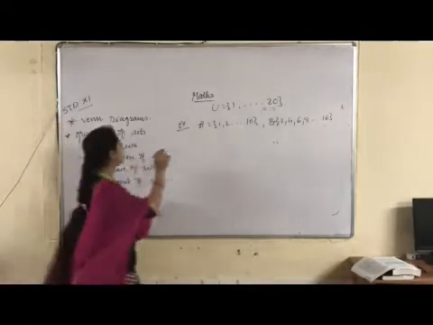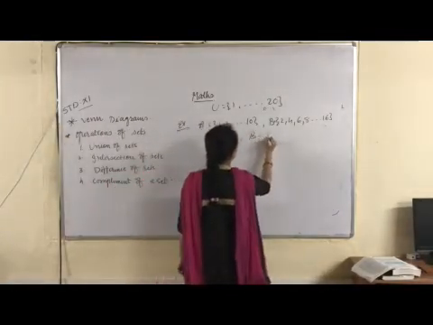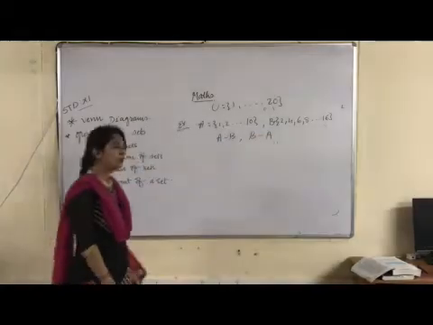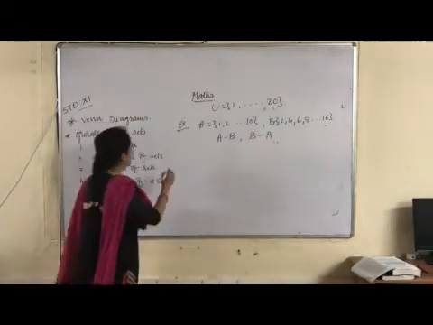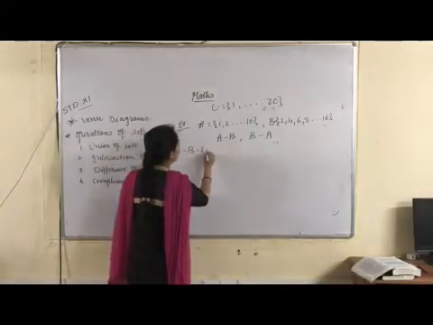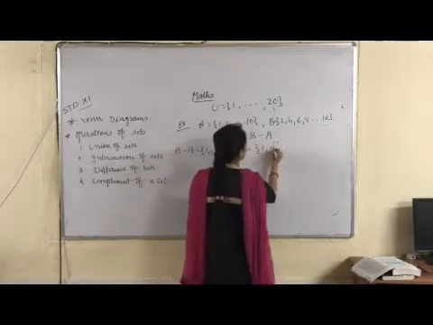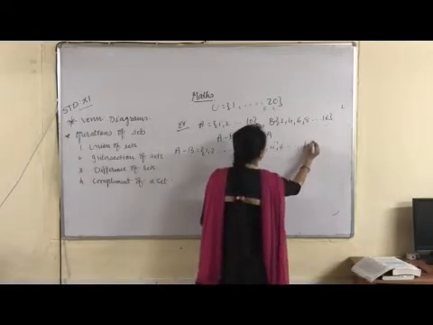Difference of sets, two ways you can find A minus B. They can also ask you to find B minus A. How to do it? If it is creating some confusion in your mind, don't write it directly. First write down set A, 1, 2 up to 10. Then set B, 2, 4, 6 up to 16.